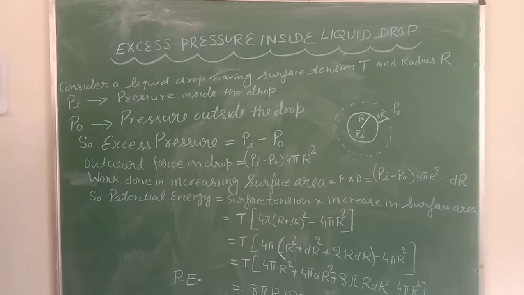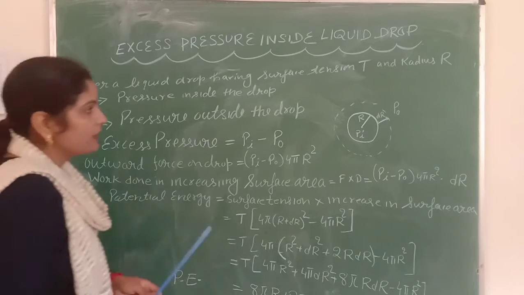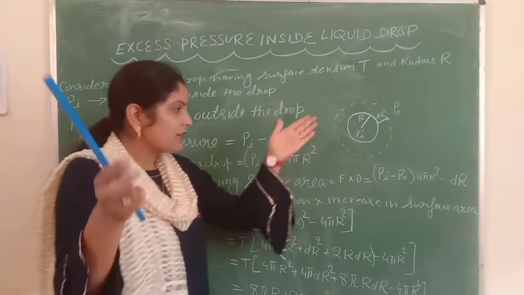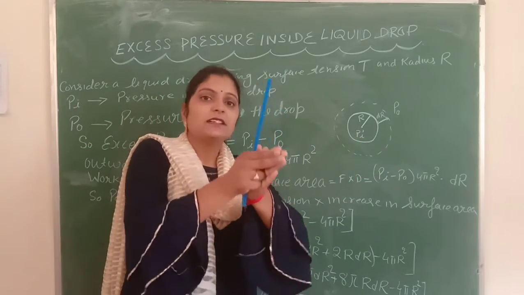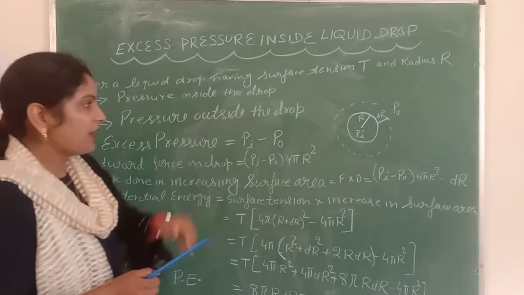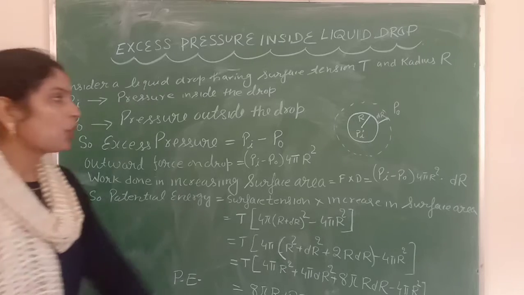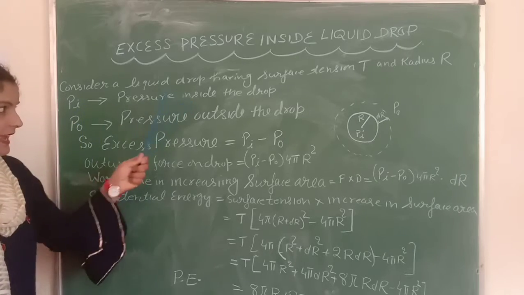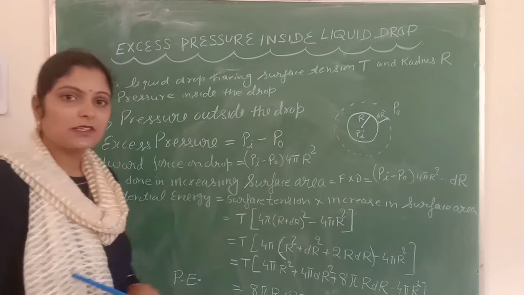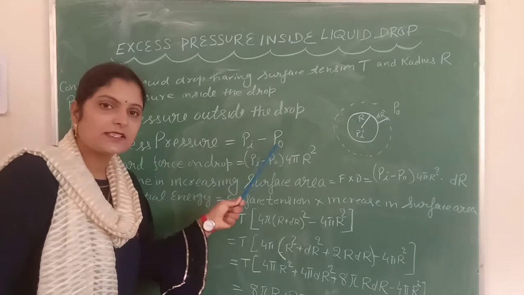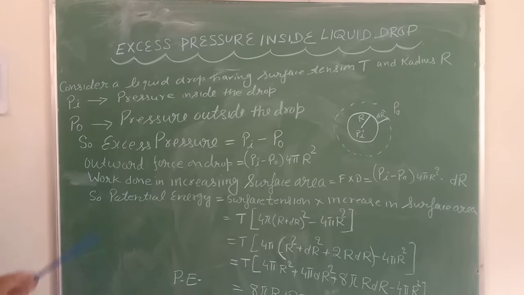So students, what is excess pressure? As I told you, if the liquid drop is spherical, it means the inside pressure is more. If the outside pressure were more, then the liquid drop would get squeezed. That means it would not be spherical. So it is spherical, that means the pressure inside the drop is more and the outside pressure is less. So Pi is the inside pressure, Po is the outside pressure. So what will be the excess pressure inside the drop? Pi minus Po.